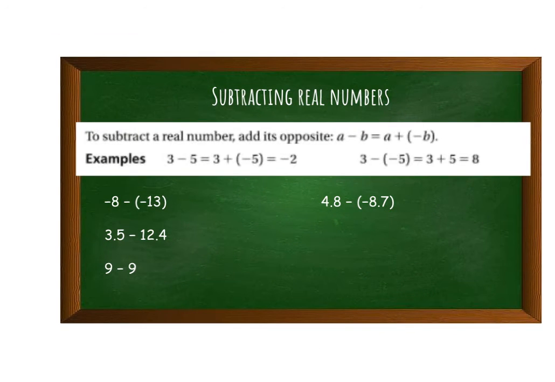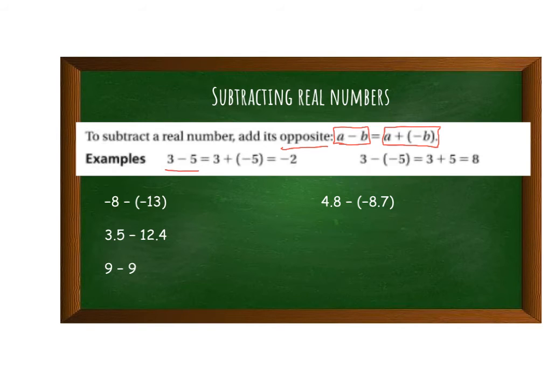To subtract a real number, add its opposite. So this is why we covered opposites. So we have A minus B right here is equal to A plus negative B, okay? So what they did here was they said that instead of subtracting, let's add the opposite of B, which is negative B, okay?